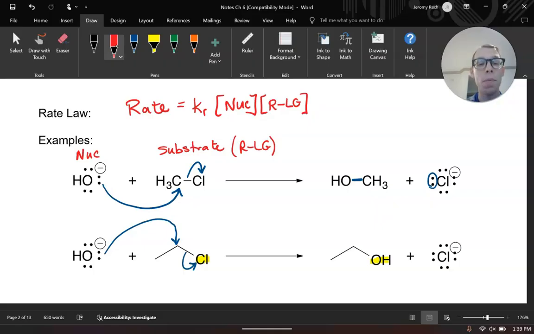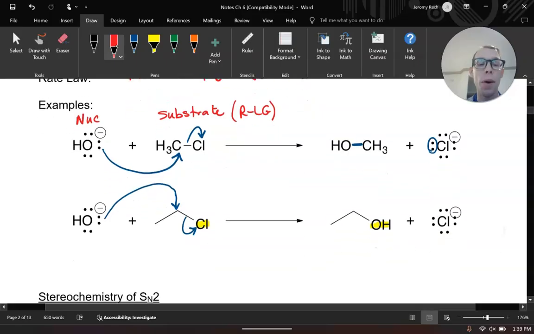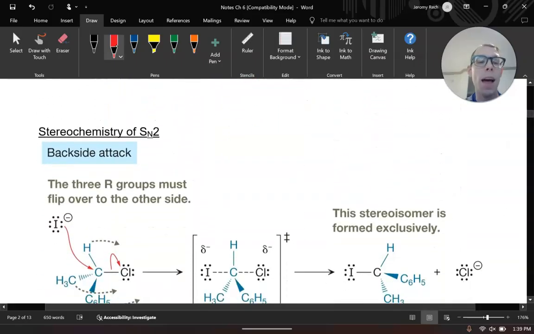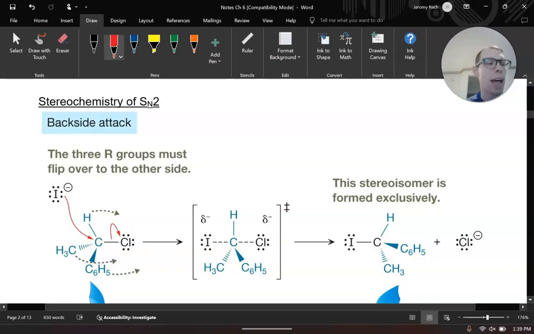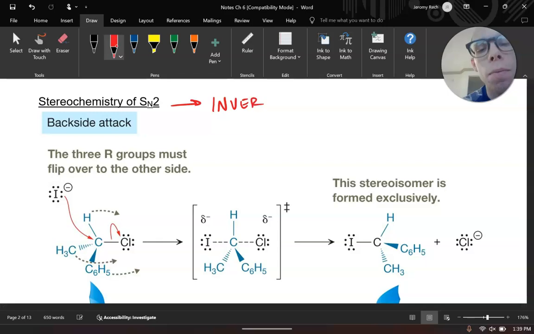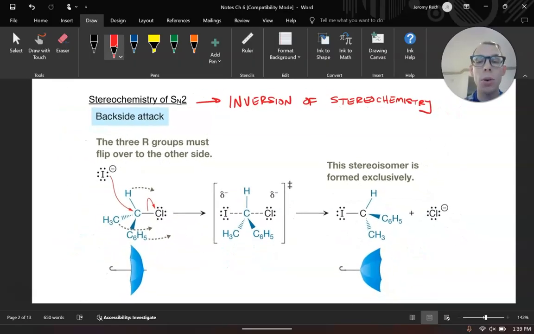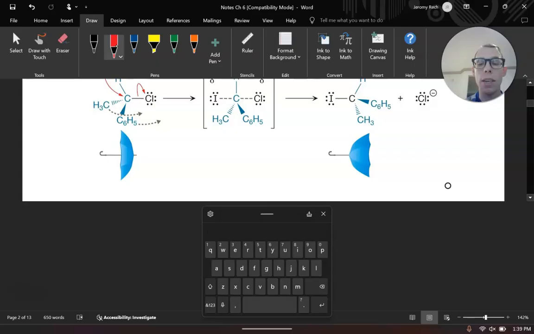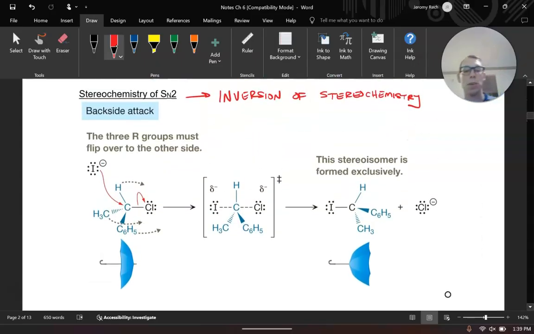For SN2, there is one term that is really common, and that is this idea of a backside attack. This is an inversion of stereochemistry. So we talked about the idea of stereochemistry back in chapter 5, where we're thinking about R and S configurations. In SN2, the stereochemistry is actually really important, and it actually changes.